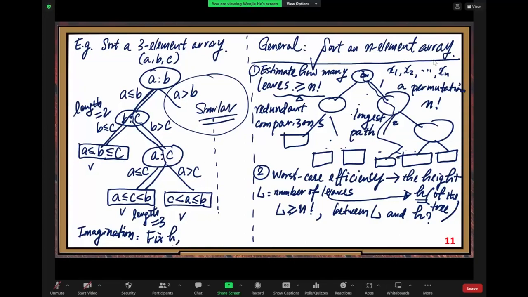Then you consider, because with the same height h, you can get many different binary trees, right? You have many different ways to draw a binary tree with the same height h. Now you think about which binary tree with height h gives you the largest number of leaf nodes. Can you answer this question? Which one would give you the largest number of leaf nodes?